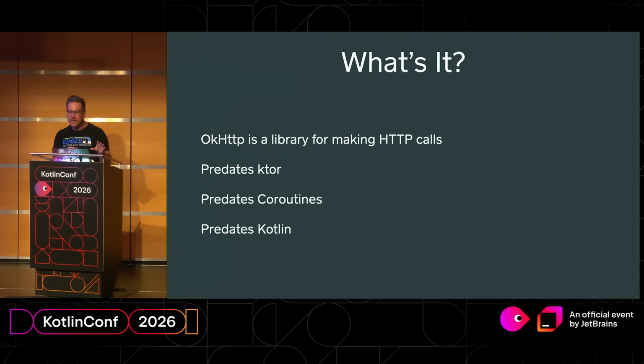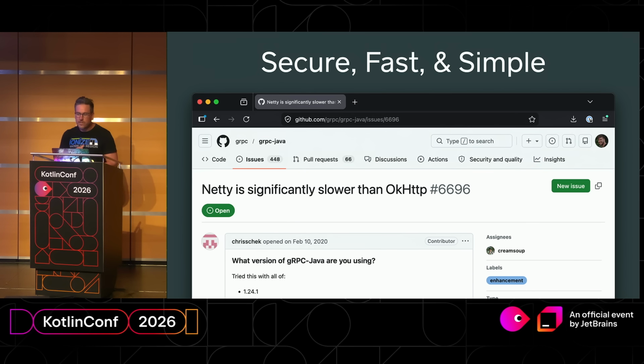OkHttp is a library for making HTTP calls. It's old. It predates Ktor coroutines. It's older than Kotlin 1.0, but it's not older than the ancient imaginations of Kotlin. It's secure, fast, and simple.